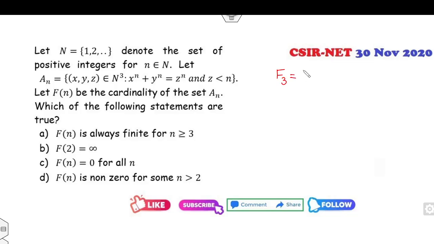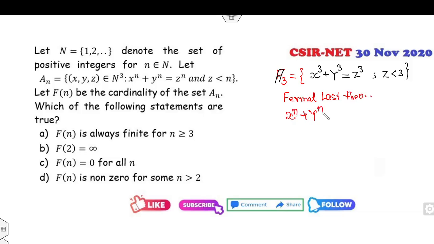So firstly find F3. F3 is the cardinality of A3. I need to firstly find what A3 is. A3 is the collection of all those elements such that x cube plus y cube equals z cube and z is less than or equal to 3. Fine. Now, can you find the solution of this? We all know by using Fermat's last theorem. What does Fermat's last theorem suggest? That x^n plus y^n equals z^n has no solution for all x, y and z integers whenever n is greater than or equal to 3.